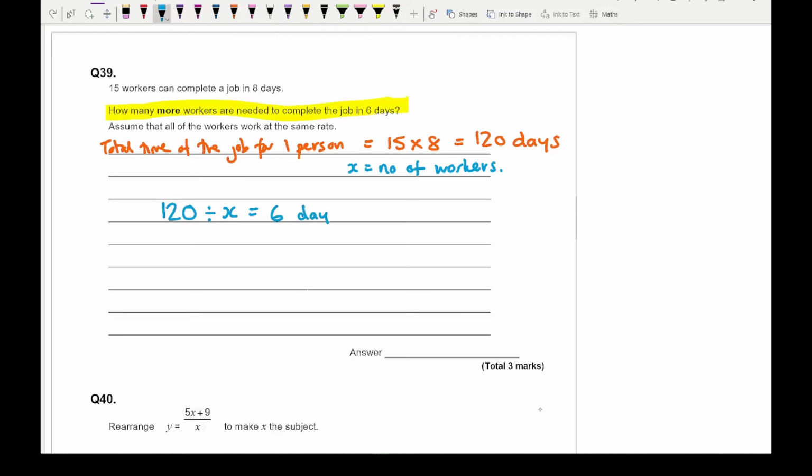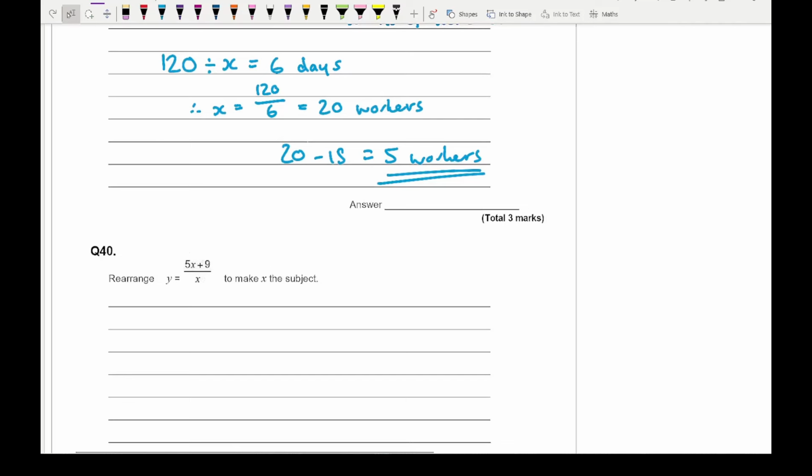So for this, to work out what X is, I'm going to do 120 divided by 6, and that gives me an answer of 20 workers. So in order to complete this job in 6 days, I need 20 workers. Now the question says how many more workers? Well, there are 15 to start with. So then 20 minus 15 equals the answer of 5 workers. And there we go. Moving on to the next question.